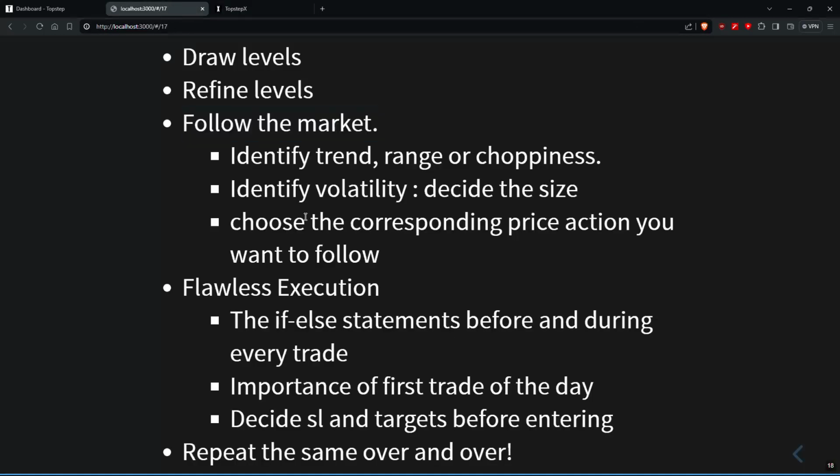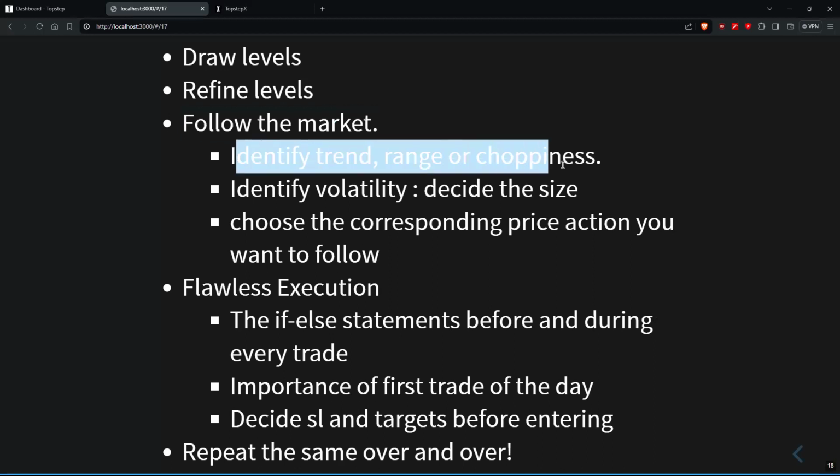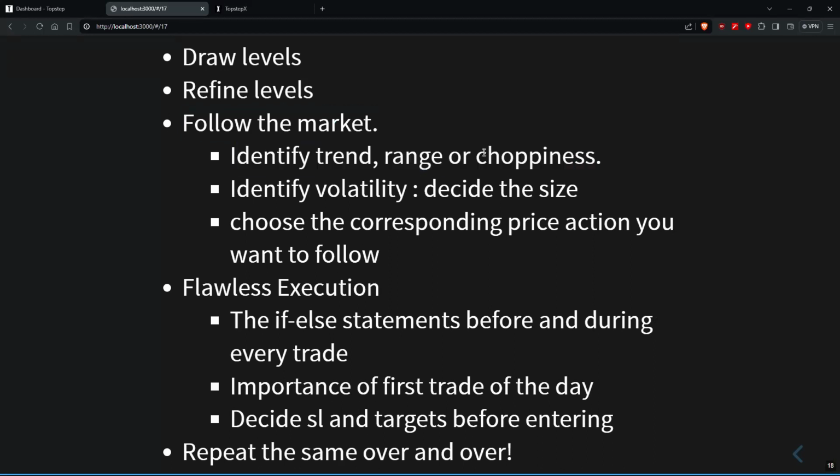Okay, so identify trend, range, and choppiness. What I mean by choppiness is very narrow ranges. That is something you cannot trade. The risk reward will never be in your favor. So you should not get involved in choppiness, and you should follow the trend, and you should wait for the tops and bottom of the range to design a range play.